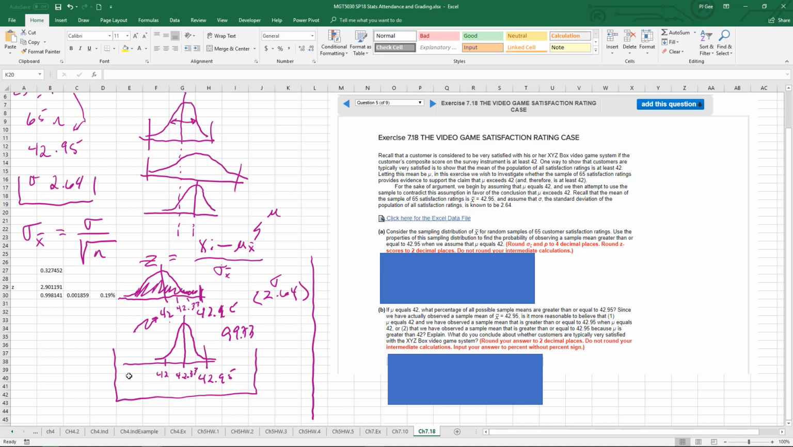So this was problem 5 in the homework, the 5th problem. You can see question 5 of 9, but it happens to be exercise 7.18. That's for my own reference. Hope that helps.